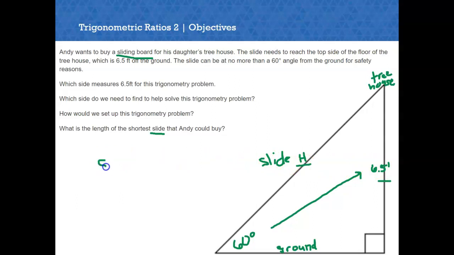So I can set up my problem so that I have sine 60 is equal to opposite over hypotenuse. When I plug this into my calculator, I have to remember x up high multiply, x below divide. That's how I would set up this trigonometry problem.